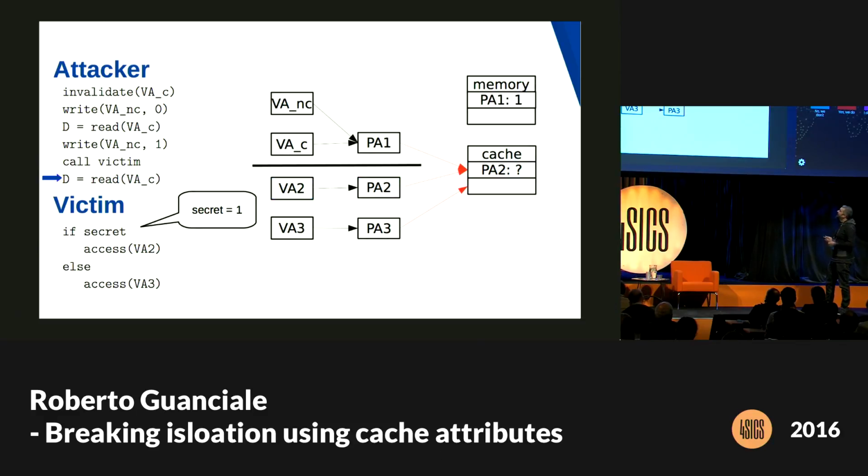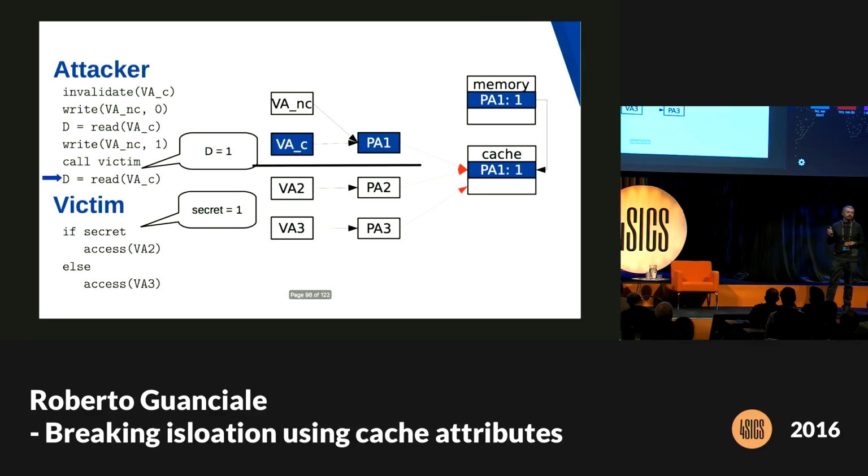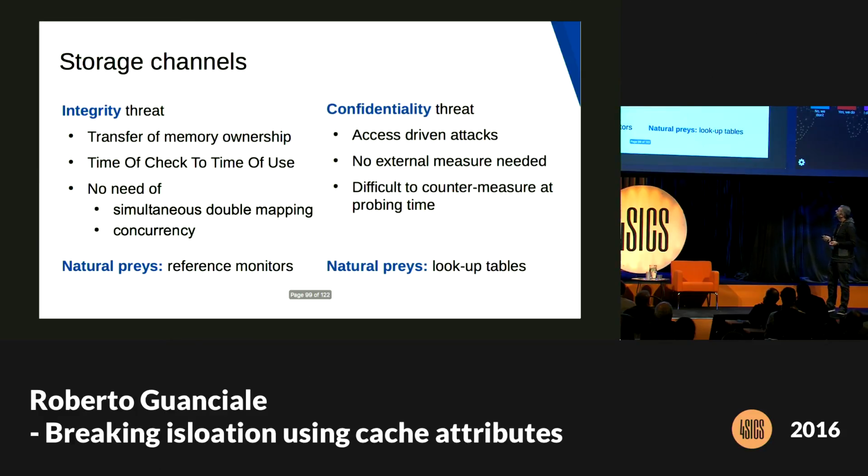We activate the attacker again. The attacker reads again from the virtual alias that is cacheable, but it evicts what has been written by the victim. This time, it fetches 1 from the memory. So it reads 1. So by just reading this virtual alias, the attacker is able to discover whether the secret is 0 or 1. Basically, discover a cryptographic key, for example. So this is a confidentiality threat.